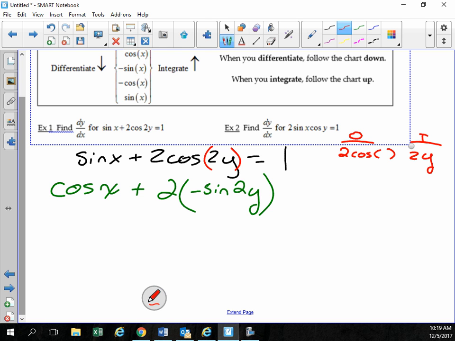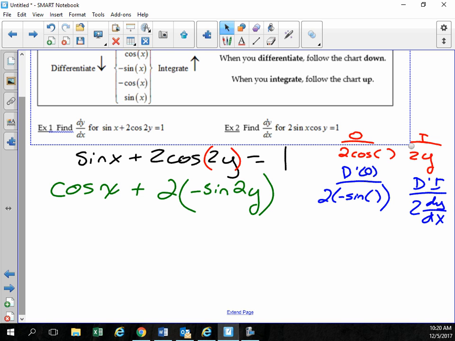What's the derivative of the outside? We've already talked about that. Emma gave me the derivative of the outside: 2 negative sine. But we haven't talked about the derivative of the inside. What's the derivative of the inside? Well, look: 2 dy dx. Taking the derivative of y with respect to x. It's not an x, but you have to have that dy dx attached to it.